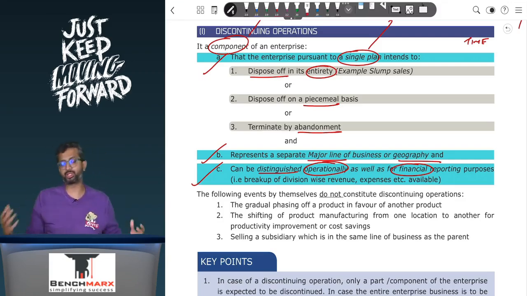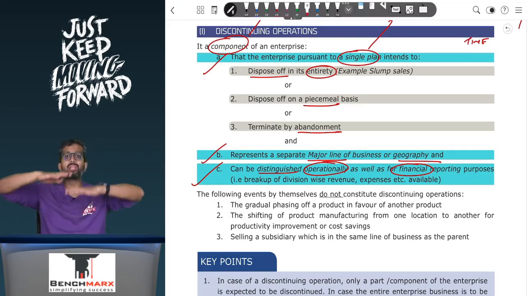Second, it should be a separate major line of business or geography, usually should have more than 10%, and it should be distinguished separately for financial reporting or operating purposes. Now, this is general understanding. What is important over here is the standard gives you certain indicators where it says that a mere certain changes will not constitute a discontinuing operation.